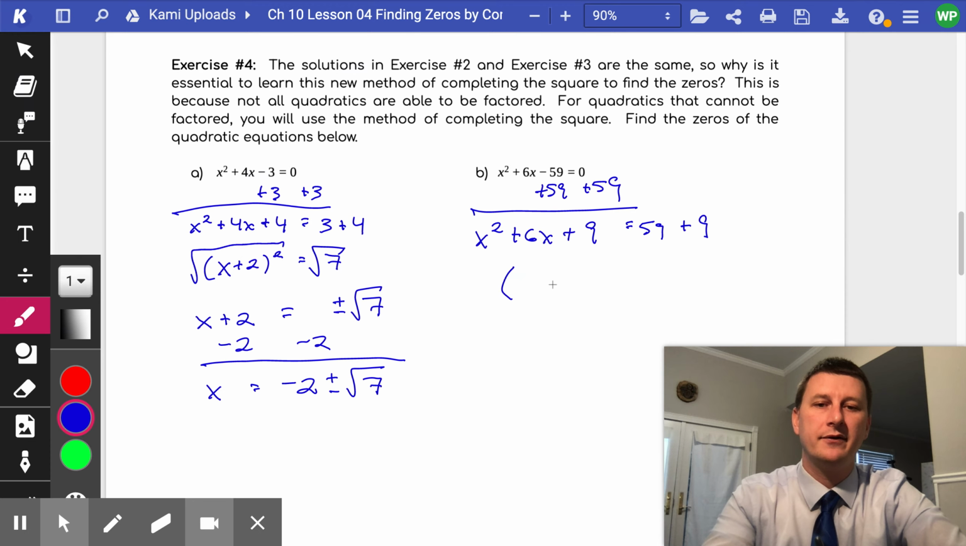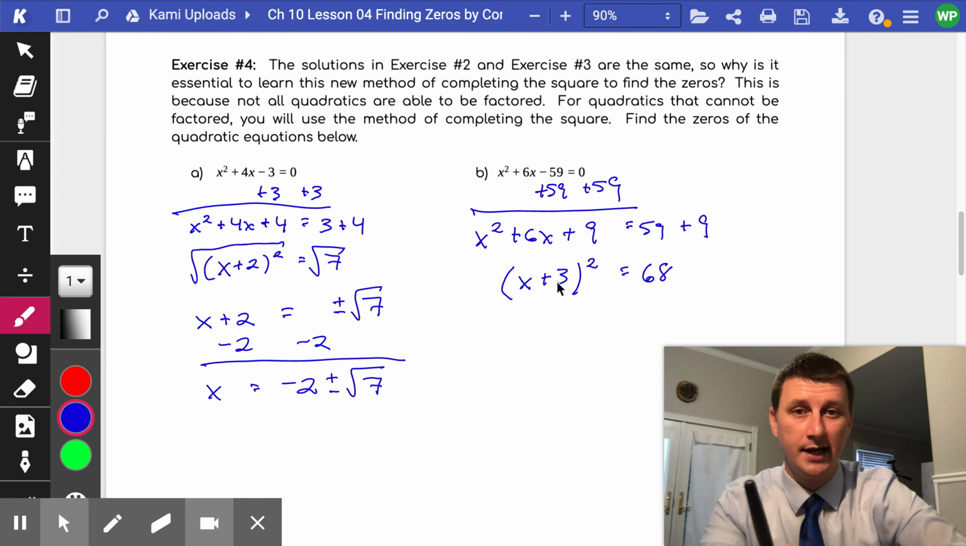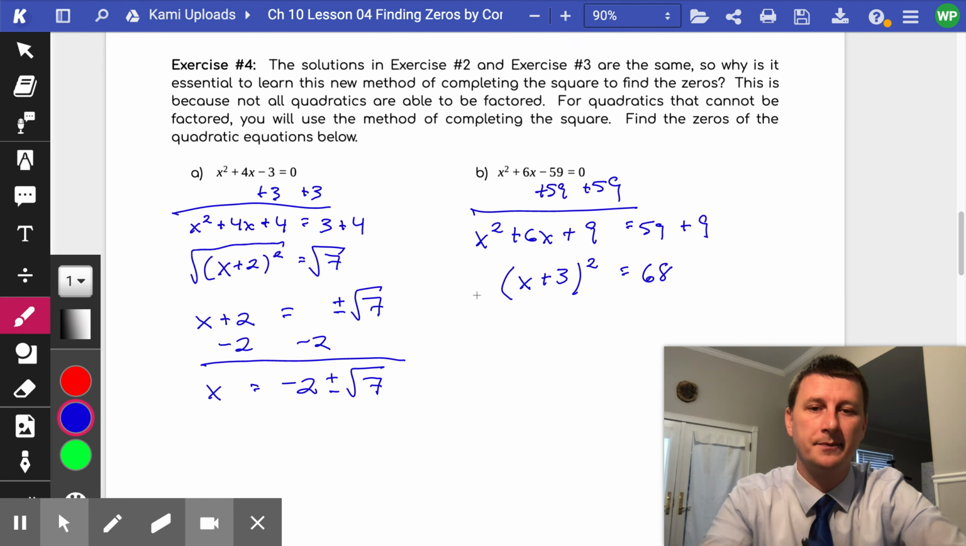So we're going to add 9 to both sides of our equation. By doing that, we have created a perfect square trinomial on the left side, which can be factored in this form. And when we add 59 plus 9, we'll get 68. So in order to factor, we're looking for two numbers that multiply to 9 and add to 6. And yes, you guessed it, 3 times 3 is 9, and 3 plus 3 is 6.